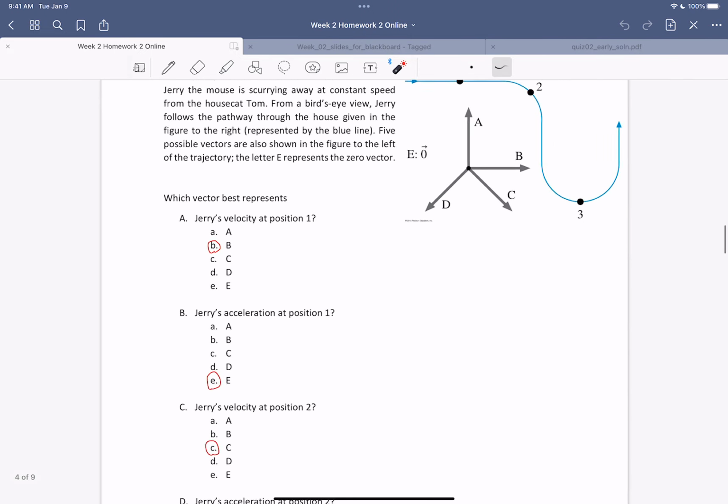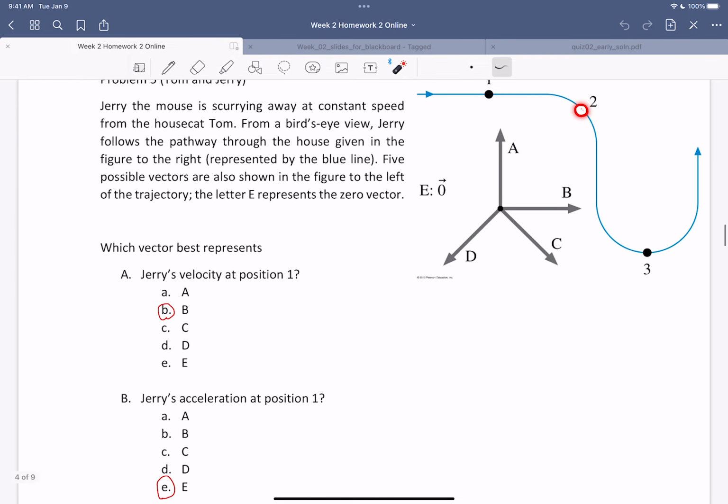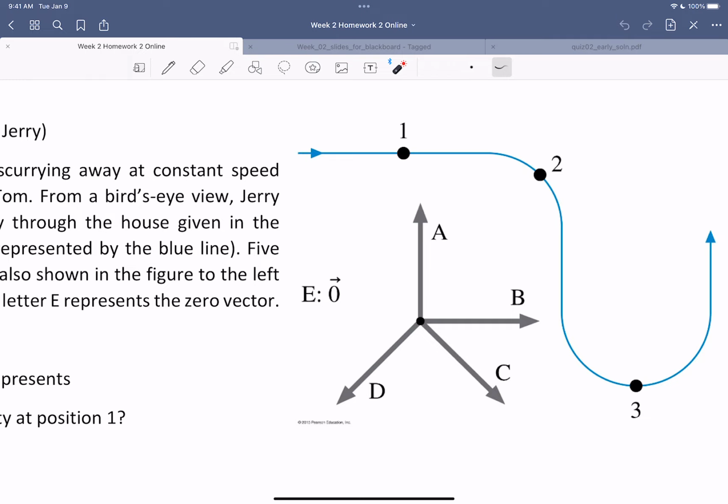Now, if I were to look at 2 here, there is going to be a change in direction. So there's a change in direction there.